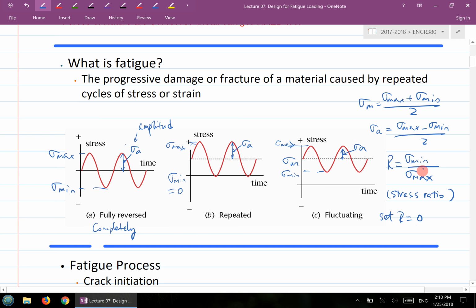R equal to 0, so this is R equal to 0 here, right? Sigma max is not going to be 0. So R equal to 0 basically means that sigma min is 0. If sigma min is 0, it's repeated. So basically you're telling the software to simulate the repeated condition. So how about R equal to -1?